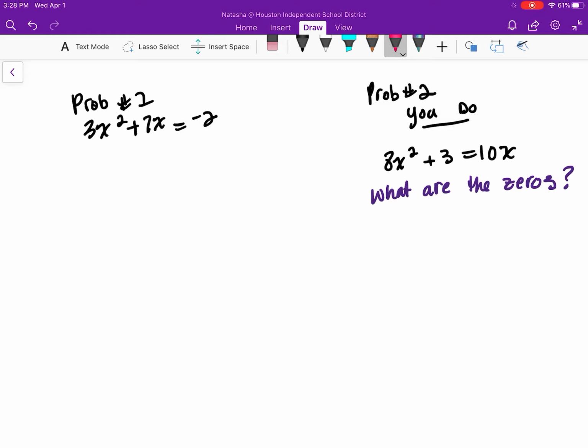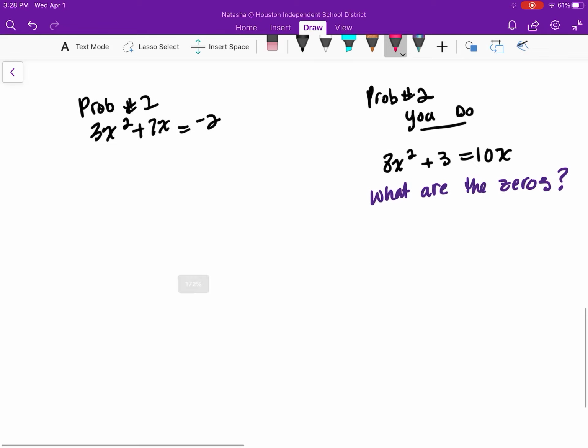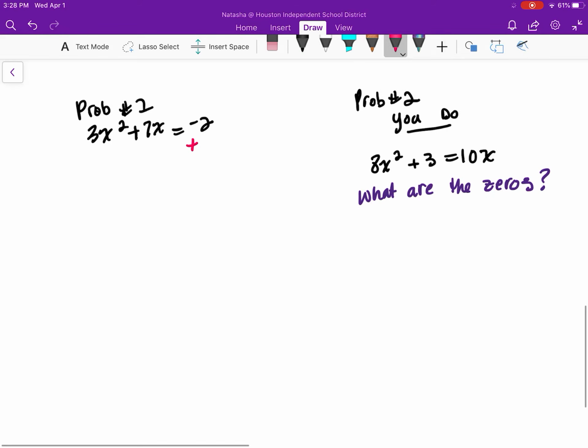All right, so problem number one, I have this quadratic equation. It's not in standard form, and our a value is not equal to 1. So we have to do a little extra work here. I'm going to go ahead and move my 2 over because I need to set this equal to 0. So this is going to become 3x squared plus 7x plus 2, and that's going to be equal to 0.